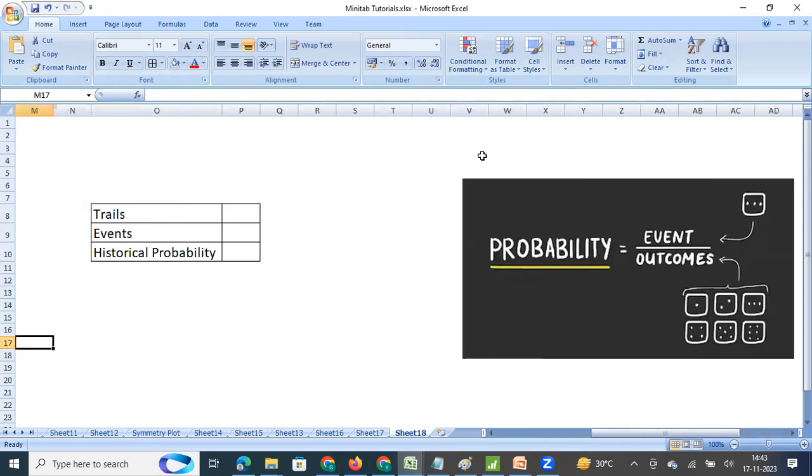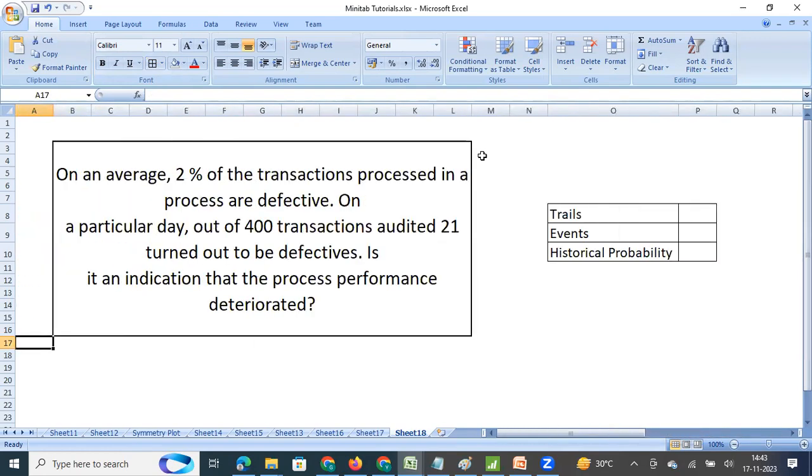Now let's understand this case study. On an average, 2% of transactions processed in a process are defective. On a particular day, out of 400 transactions audited, 21 turned out to be defective. Is this an indication that the process performance has deteriorated? So what do we understand from this?